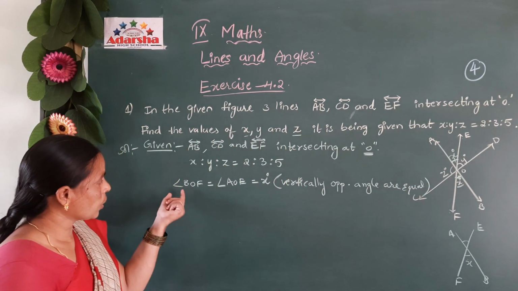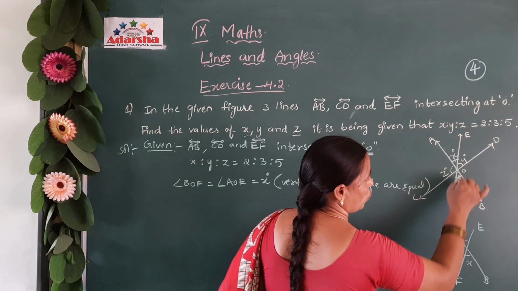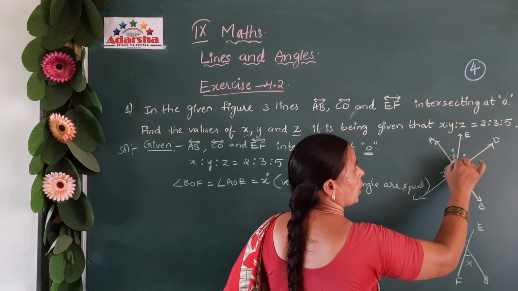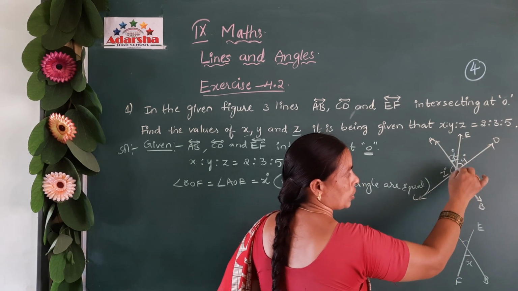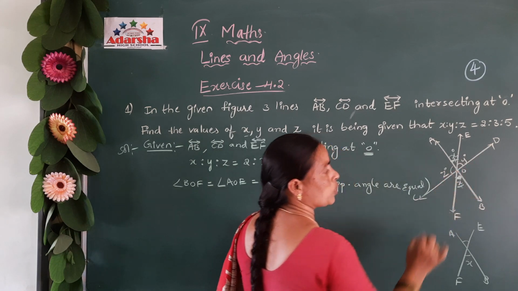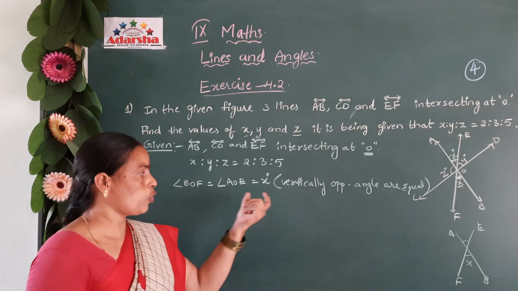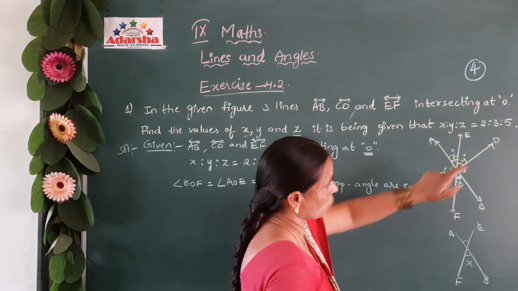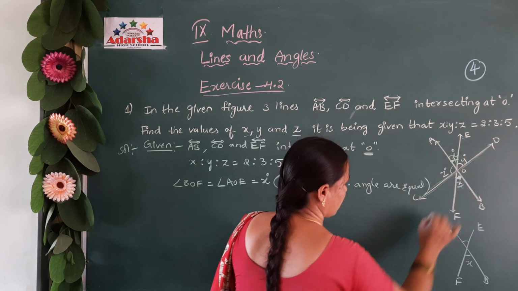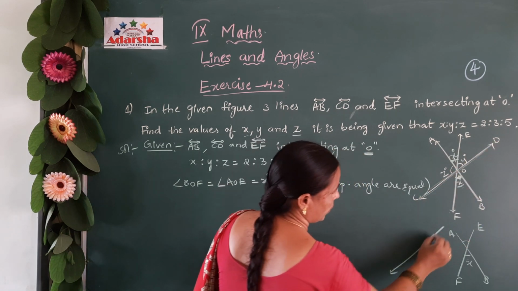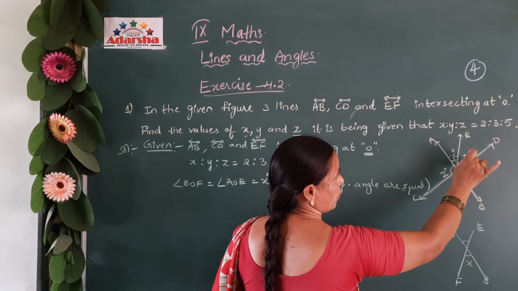Why are these two angles equal, angle BOF and angle AOE? See this. Angle BOF and angle AOE are the two vertically opposite angles. When these two lines are intersecting at point O, vertically opposite angles are equal. So, angle BOF is equal to angle AOE, which is x degrees. And we know CD is a line. This is the line CD. So, on this line we have three angles: z degrees, x degrees and y degrees.